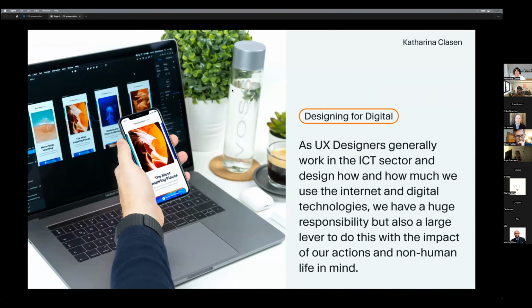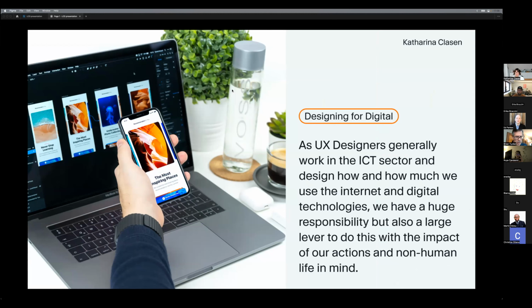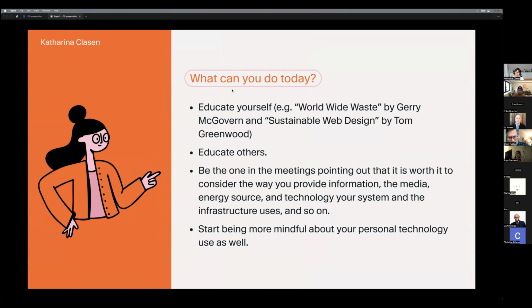And as UX designers like me, we are generally and often working in the information communication technologies sector. I think it's important for us to know that, because there are negative effects, but there are also opportunities to use those technologies for good. And there are also things that we can improve about the things we are building and the way we are building them.